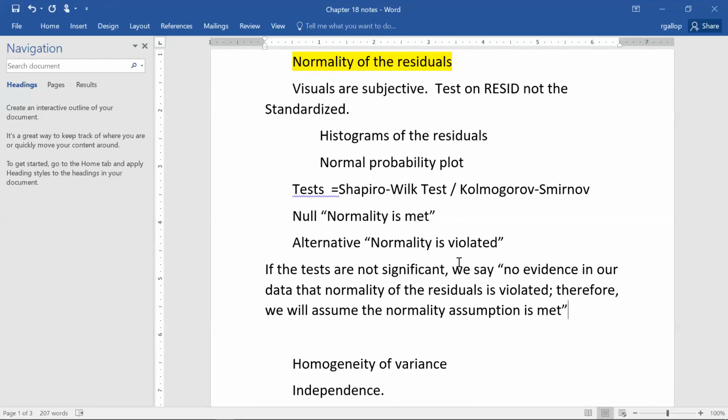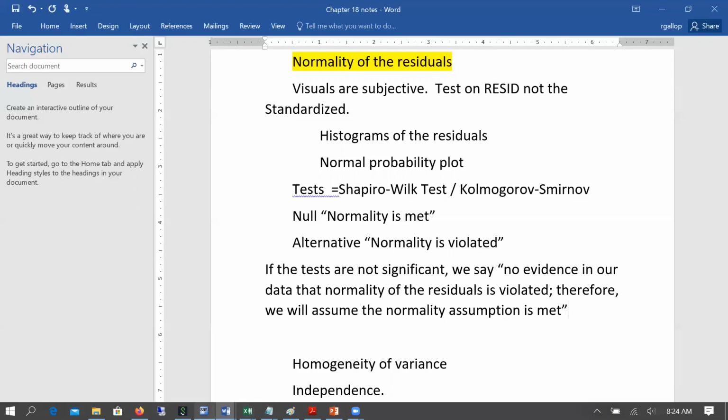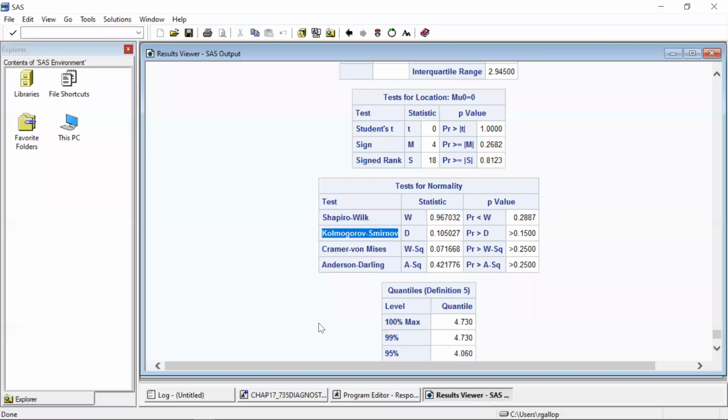So again, if they're not significant, we would say something like, no evidence in our data that normality of the residual is violated. Therefore, we will assume the normality assumption is met in our data. So that really becomes what we do analytically.